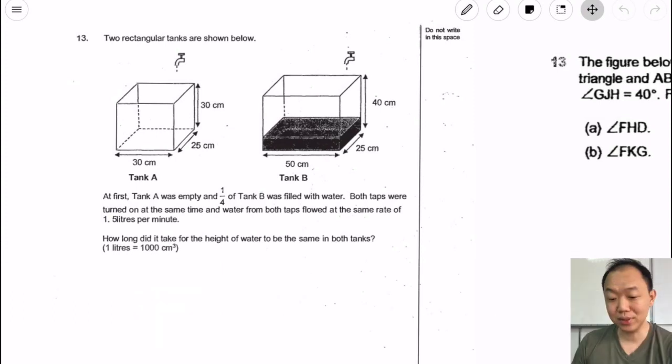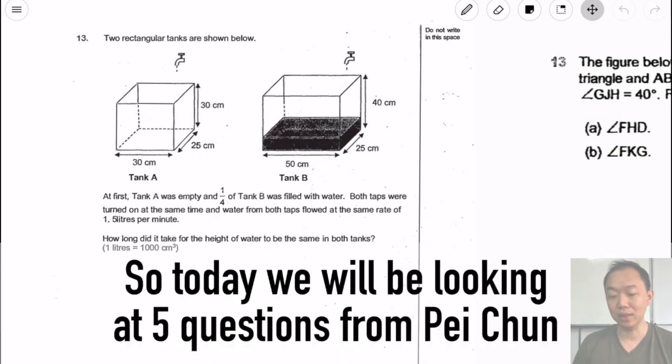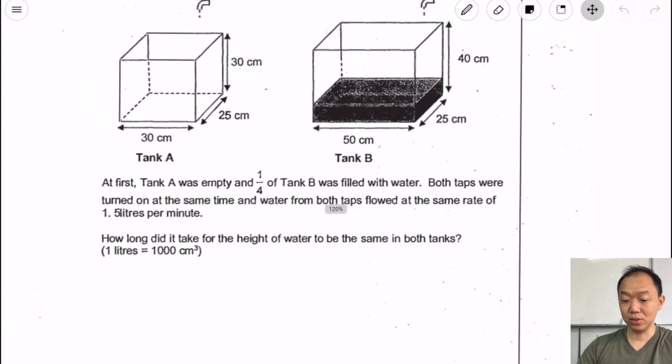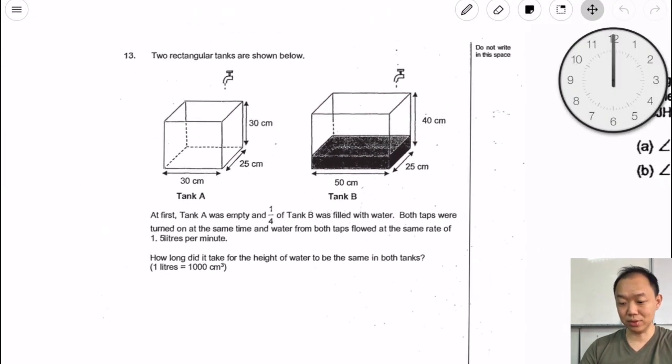So today we'll be doing the 5 questions from Peichun Primary. Without further ado, let's try to do the paper. So let's look at the first question.